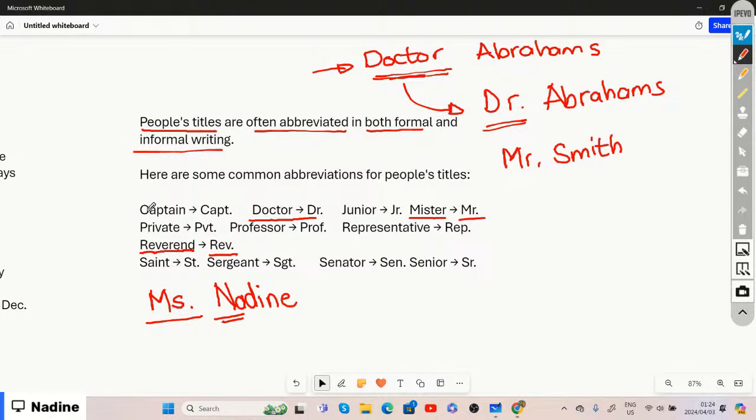If you want to make mention of the captain, right? And then we say it's Captain Jack Sparrow. So it's abbreviated to capt, and Captain Jack, right? And Jack is a capital letter.